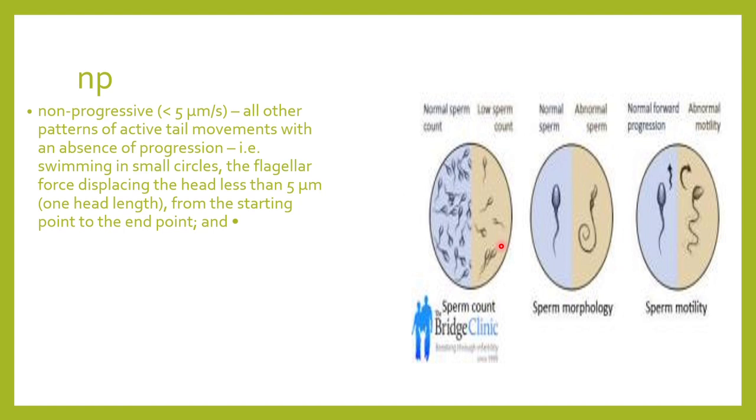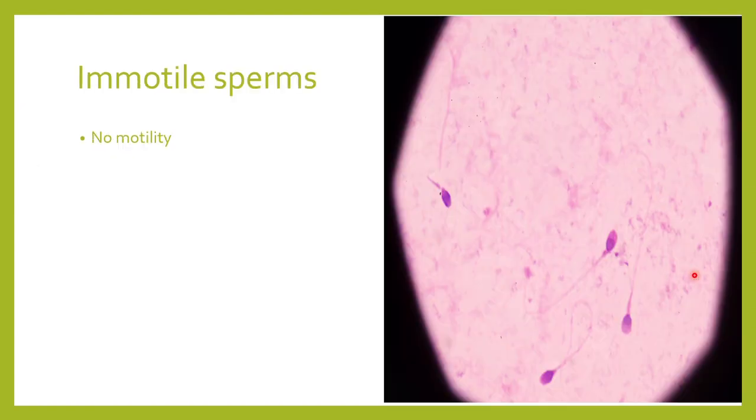The third one is non-progressive. These sperms are not really moving forward. If at all they are moving, it is their flagella that is moving, or the head is displaced less than 5 micrometers. Those sperms are called non-progressive sperms. And the last one would be immotile sperms. The sperms are not at all moving.